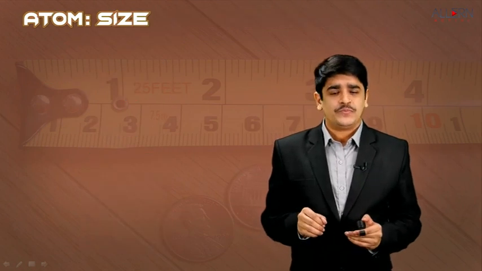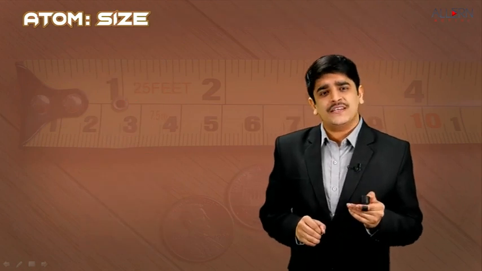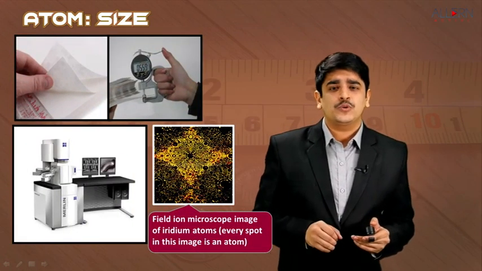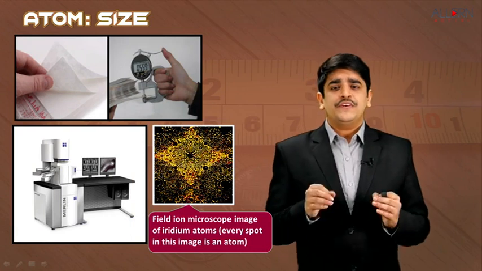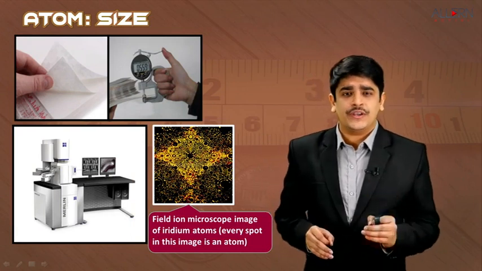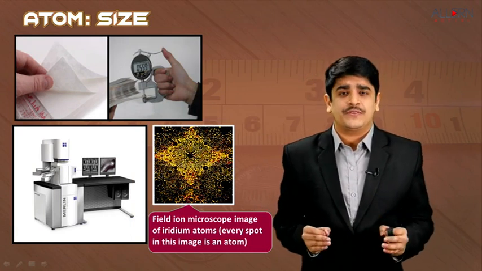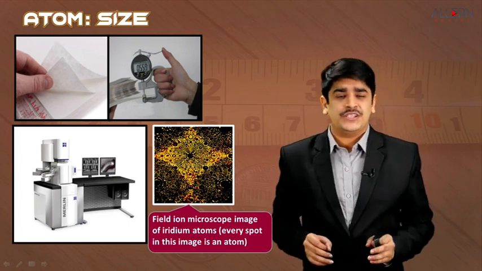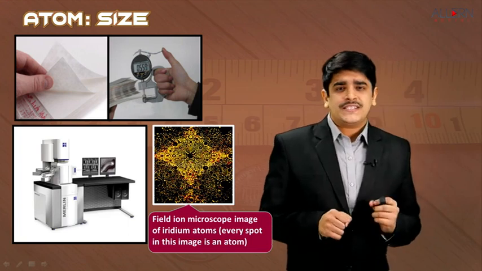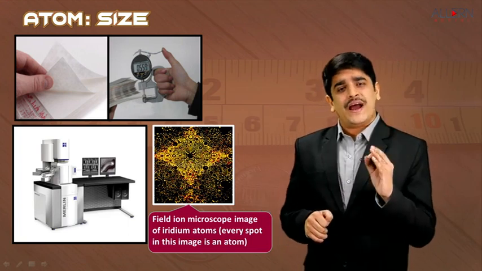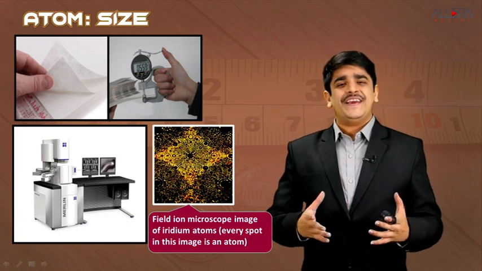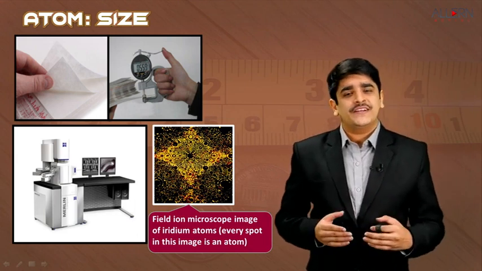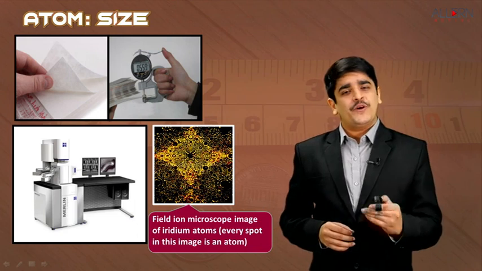Let's begin. As far as the size of a particular atom is considered, how are we exactly supposed to measure the size? The field ion microscope image over here shows iridium atoms, and every spot on this image is an atom. So you must understand how small iridium atoms are, how small any kind of atoms are. To measure them is an incredibly difficult process, but we are going to help you do exactly that.